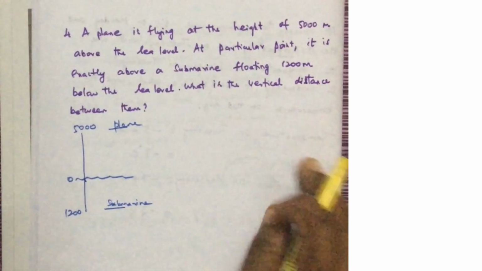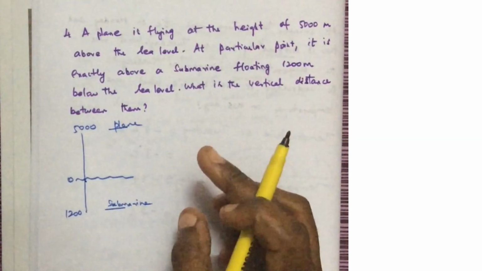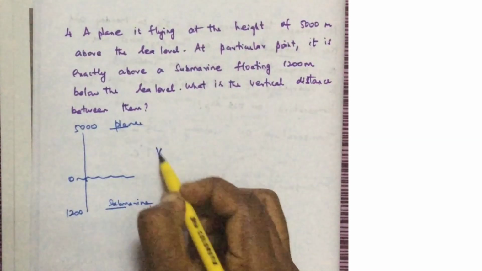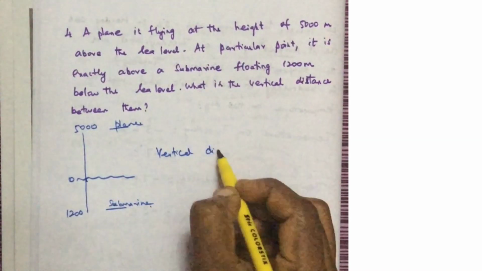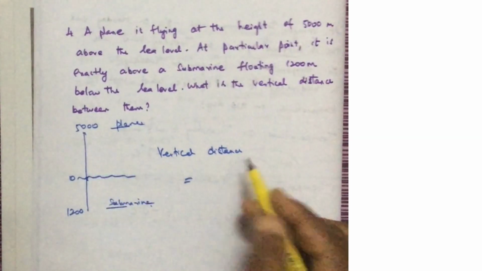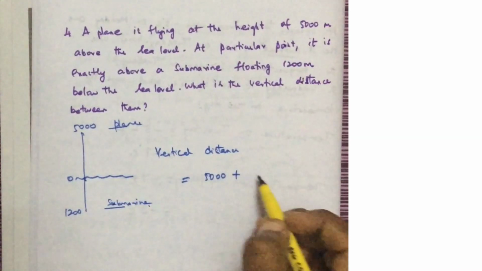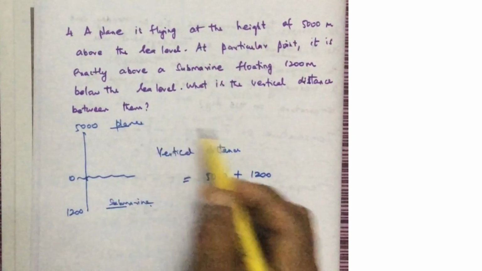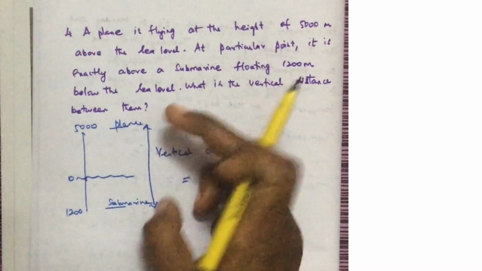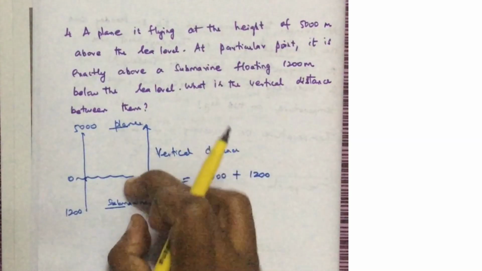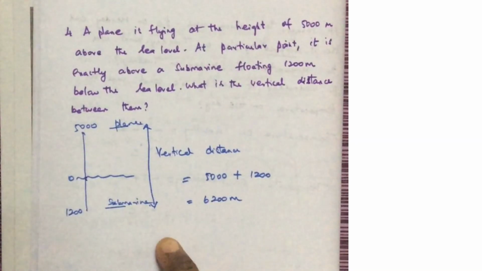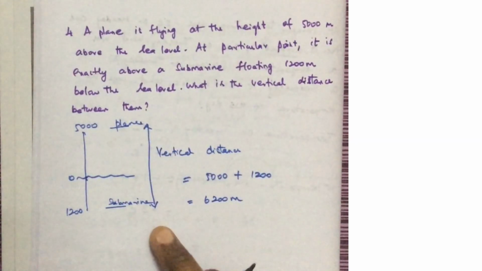They have asked what is the vertical distance between them. So you have to find the vertical distance between the plane and the submarine. It's very simple. Vertical distance is from here to here, 5000 plus 1200. So what you have to find is the total distance from here to here. You add 5000 plus 1200, that is equal to 6200 meters. This is the vertical distance between the plane and the submarine.